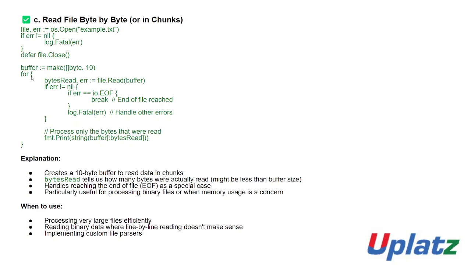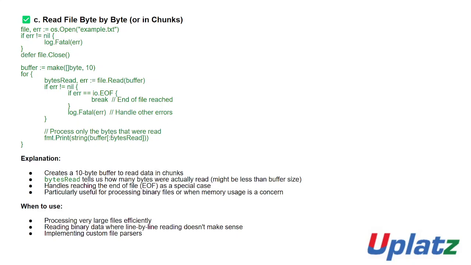Okay, for, no condition is here. bytesRead, err := file.Read(buffer). That is, the buffer size is 10. If err != nil, if err == io.EOF, if it is the end of file, then break, end of the file reached. Then it comes out of it. Also log.Fatal(err), this handles other errors.